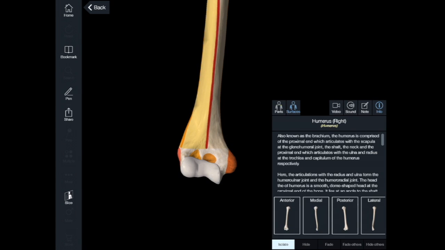We've got some fossas in the lower end. Above the capitulum, we've got the radial fossa. The radial fossa receives the head of the radius during flexion of the elbow joint. And above the trochlea of the humerus anteriorly, we've got the coronoid fossa, which receives the coronoid process of the ulna during flexion of the elbow joint.